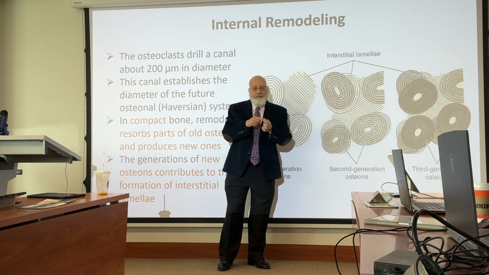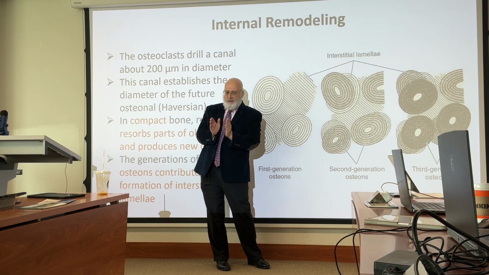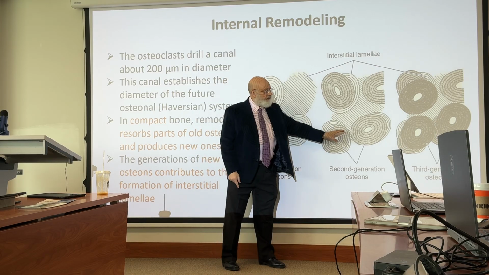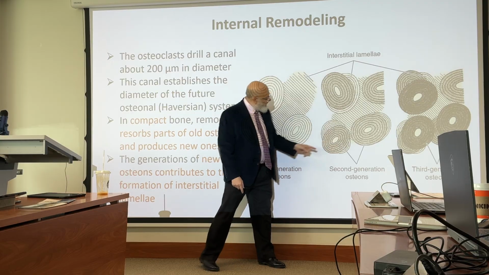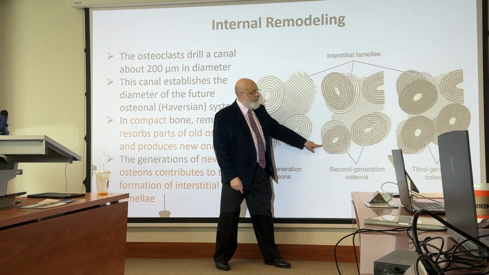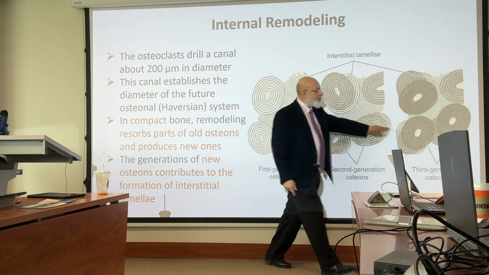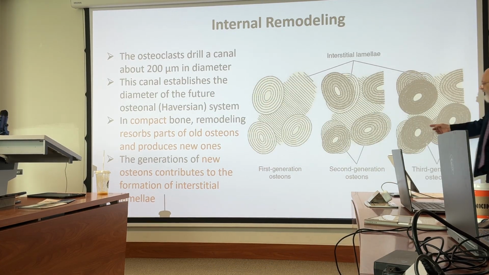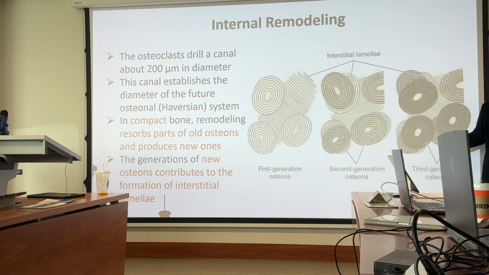When the remodeling happened, it doesn't go exactly to the same site as the previous osteon. They're off, or the shape can be different. It can be a little bit oval instead of rounded. So when you drill this area, you don't drill this exact area. You drill a little bit off. So what you end up with is remnants of the osteon. And when the third generation comes, the same thing will be off. That's why those remnants of the old osteons are the interstitial lamellae.